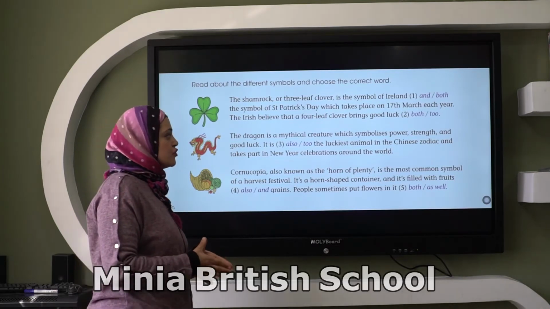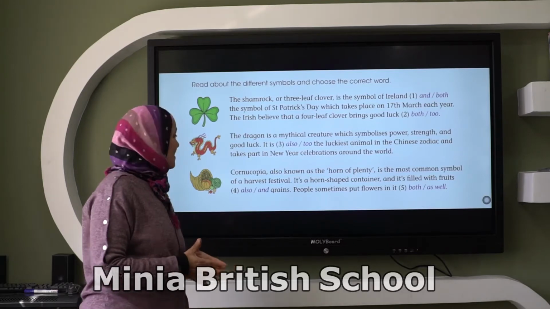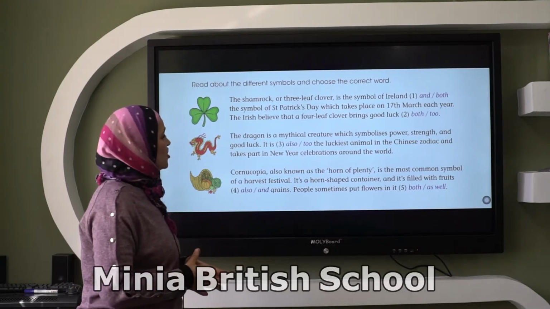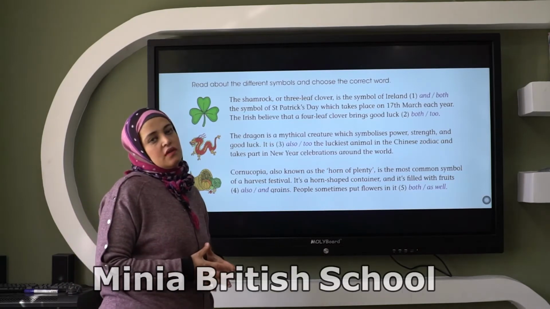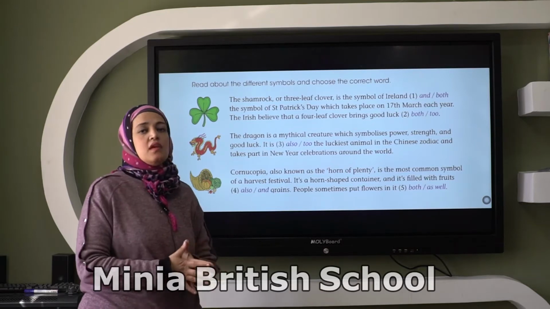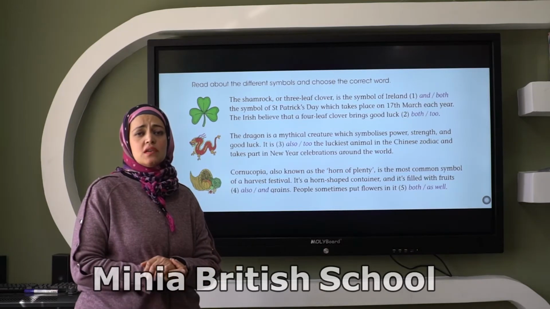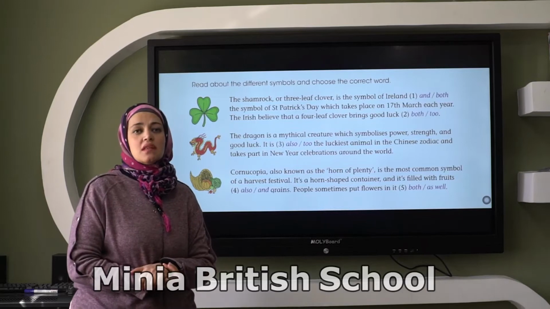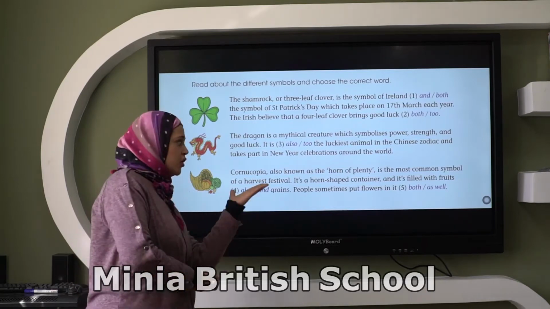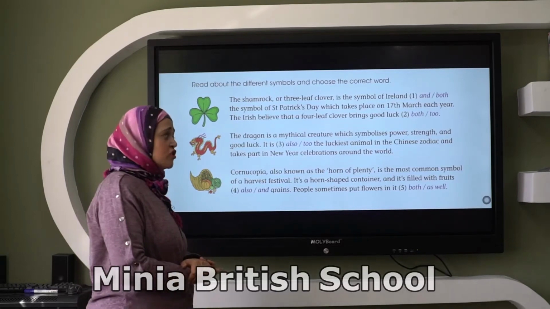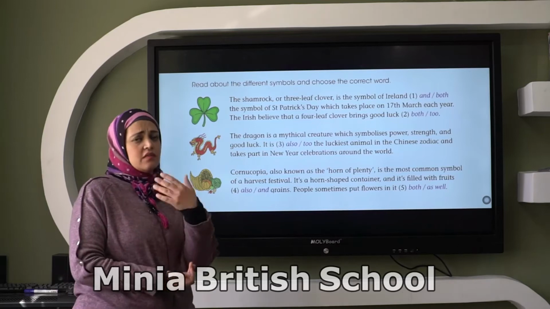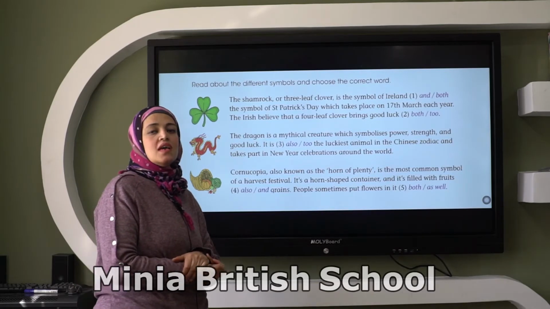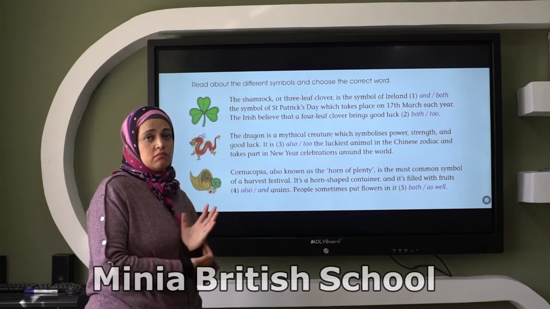It's also or too the luckiest animal in the Chinese zodiac and takes part in New Year celebrations around the world. If you remember when we talked about the Chinese New Year and how they celebrate, the main thing that they use to celebrate is they hang dragons with red colors because they believe that this dragon brings them luck. They became lucky when they use the dragon, and they believe that when they use the dragon as a symbol for their celebrations, it brings them luck, so they will be lucky.